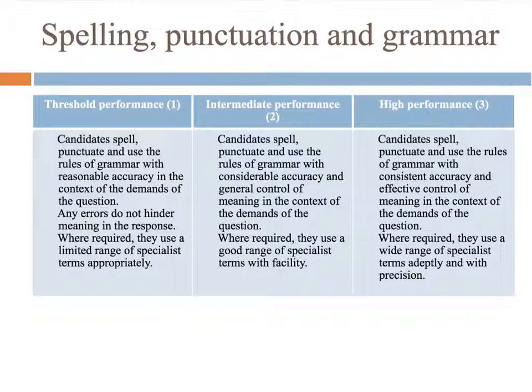The spelling, punctuation and grammar marks that I've just mentioned are marked out of 3 marks, and as I said, they get 9 marks on the Unit 2 paper. To get a high performance, so 3 marks on each of the questions, you need to do the following. You must spell, punctuate and use the rules of grammar with consistent accuracy and effective control of meaning in the context of the demands of the question. Where required, you use a wide range of specialist terms adeptly and with precision.